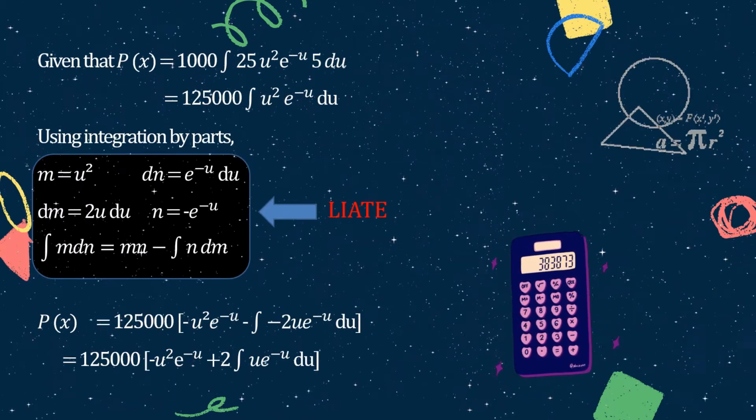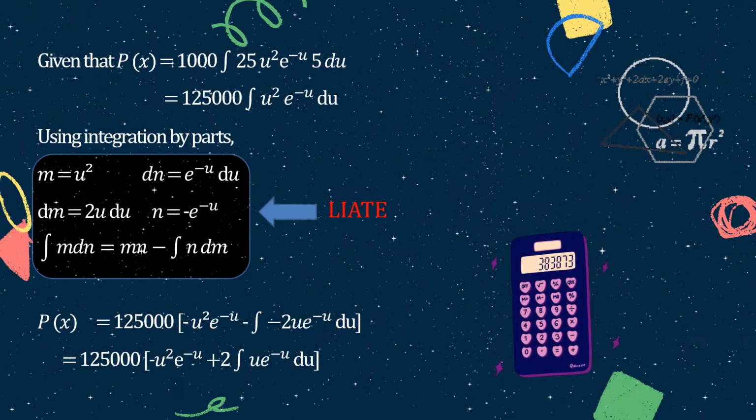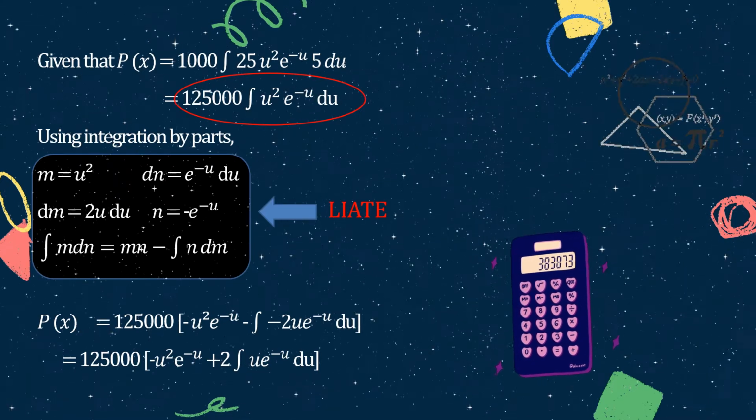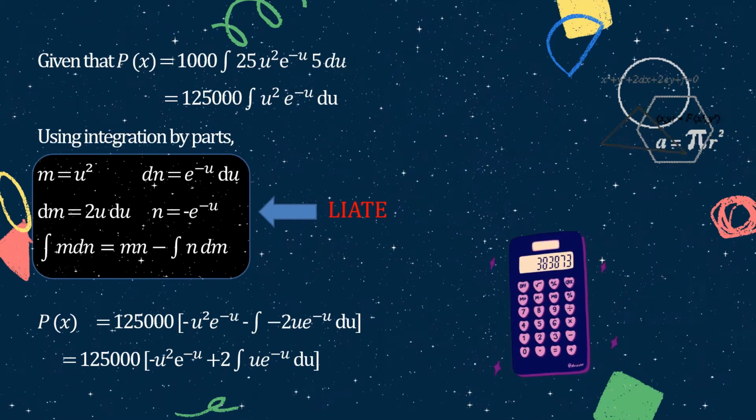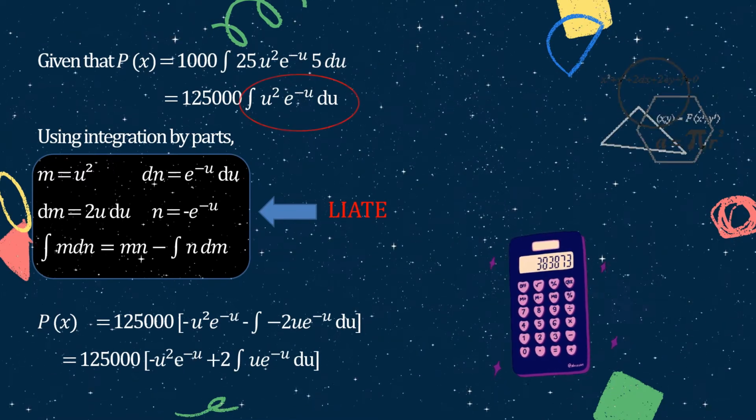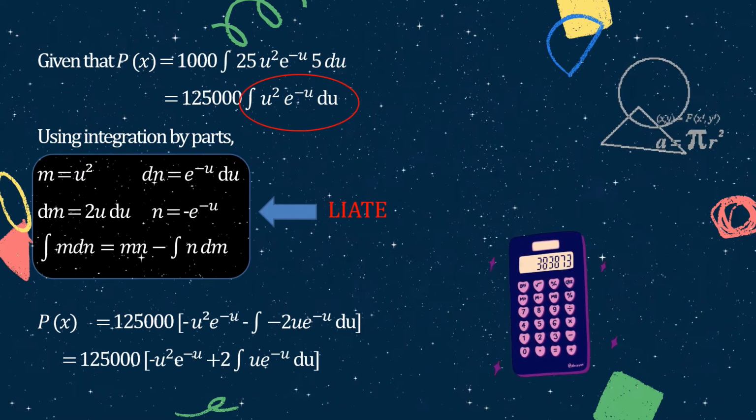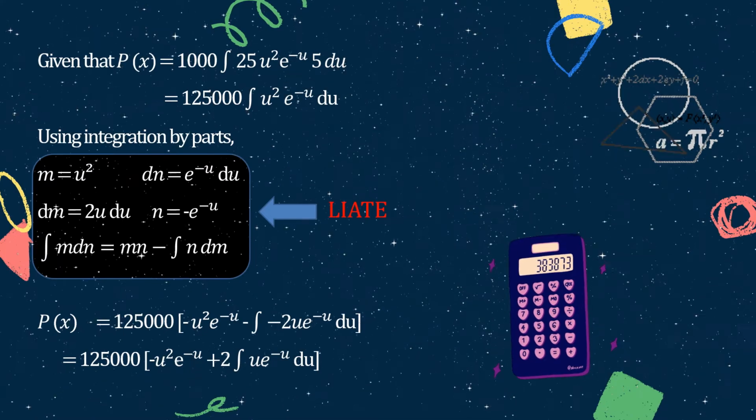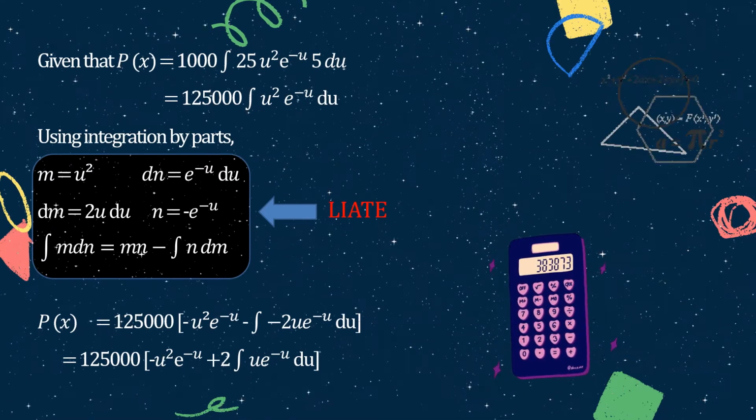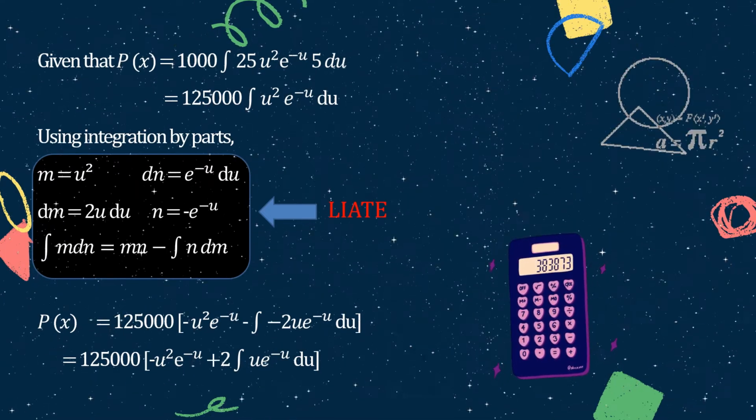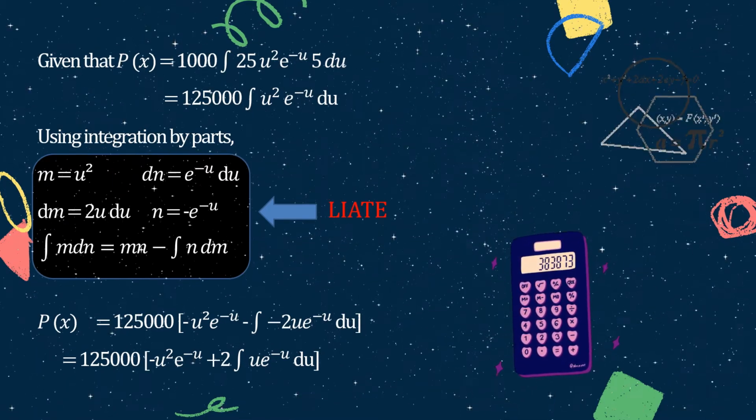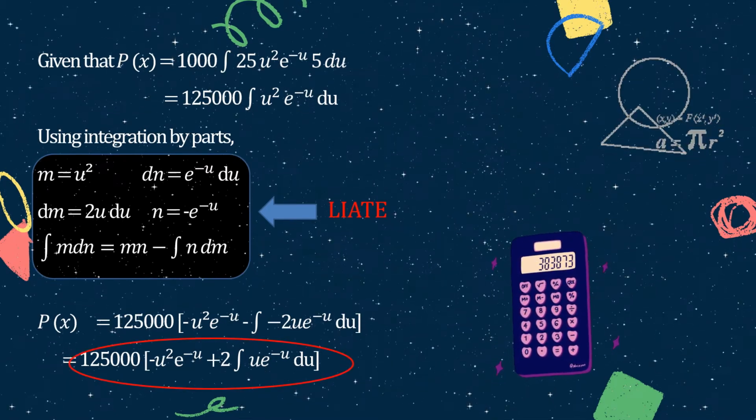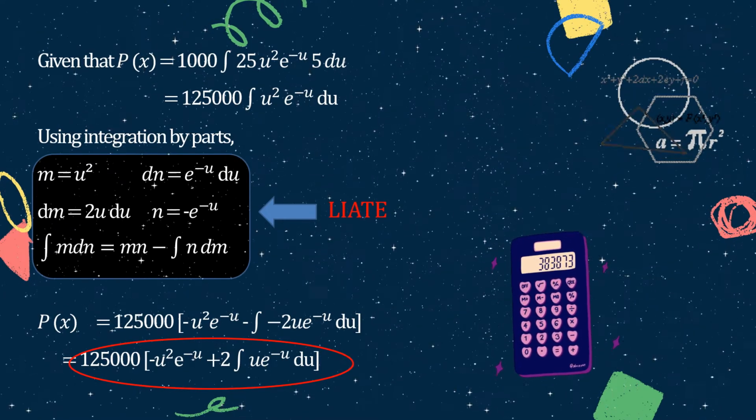After we substitute the value of u and x squared into the equation, we will have the following function. And then we use integration by parts to integrate u squared exponent power of negative u. Using the basic rules of integration by parts, we take m equals u squared and dn equals exponent power of negative u. And from there, we will get this equation.